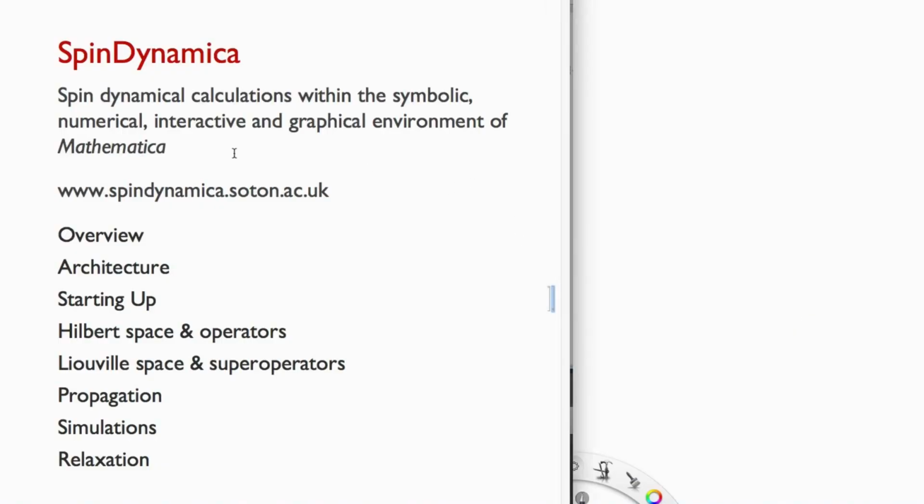So welcome everyone to this first lecture, which is going to be on the subject of SpinDynamica, a program in Mathematica which until recently I've been programming by myself. Essentially it's a system to perform simulations and theory of NMR within a Mathematica environment. For those of you who want to use this program, you can download it from this website here, and there is documentation and examples of how to use it there.